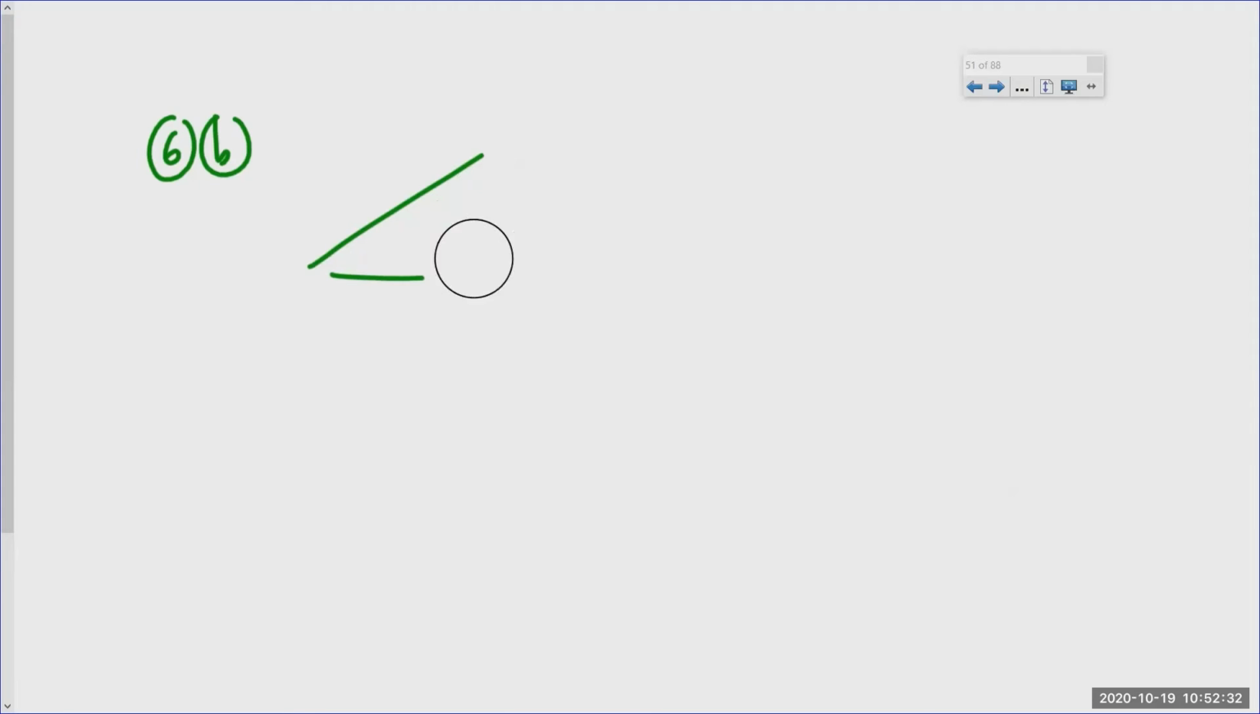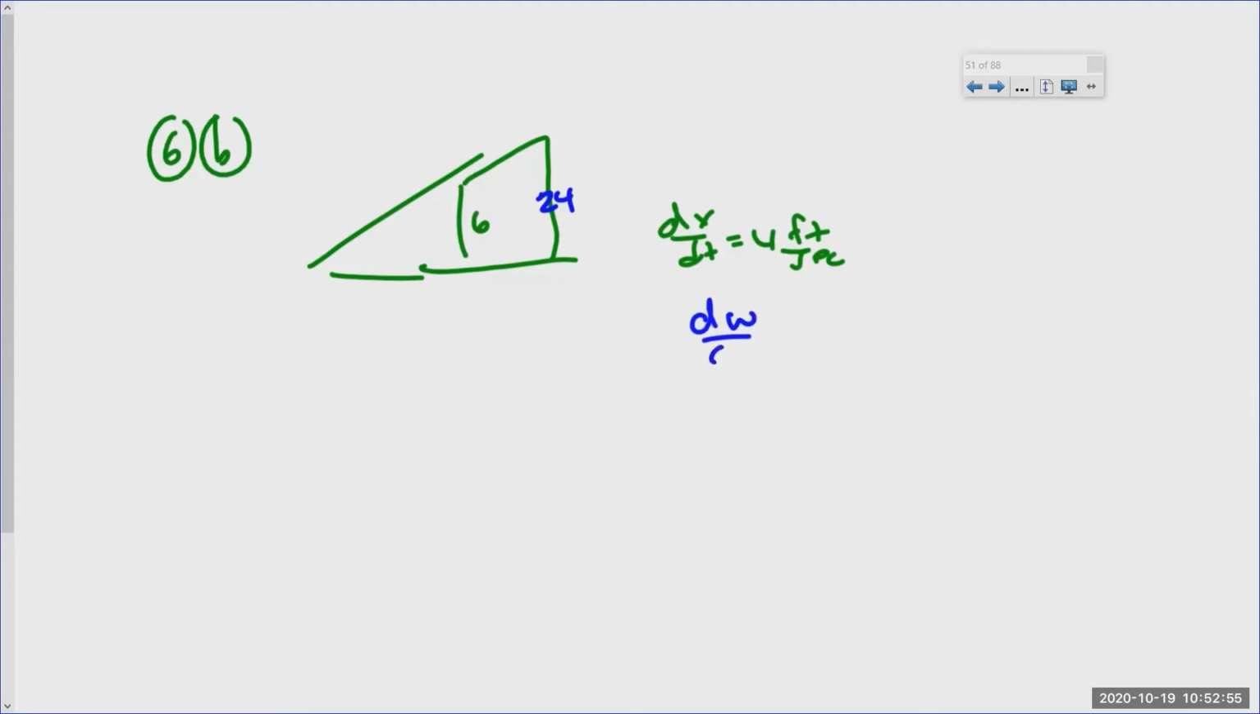Okay, so the woman is 6 feet tall. Go ahead. Walking at 4 feet per second toward a street light. Okay, so dx/dt equals 4 feet per second. And the street light is 24 feet above the ground. Okay, and that's all we have? At what rate is the tip of her shadow moving when she's 20 feet from the street light? Okay, so we're trying to find dw/dt when x equals 20. Is that right? I think so.